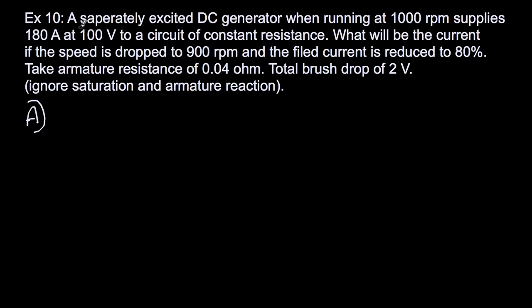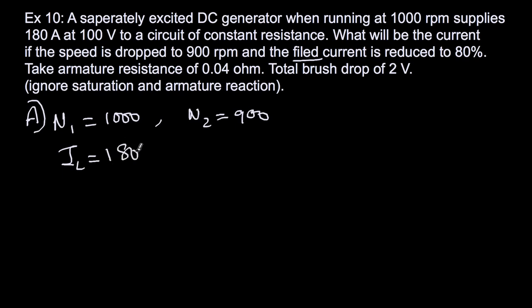Let's see what's given. A separately excited DC generator when running at 1000 RPM. So again, there's a 900 RPM also. So let me write N1 is 1000 and N2 is 900. Field, spelling mistake, supplies 180 amperes at 110 volts to a circuit of constant resistance. So load current is 180 amperes and load voltage 110 volts.